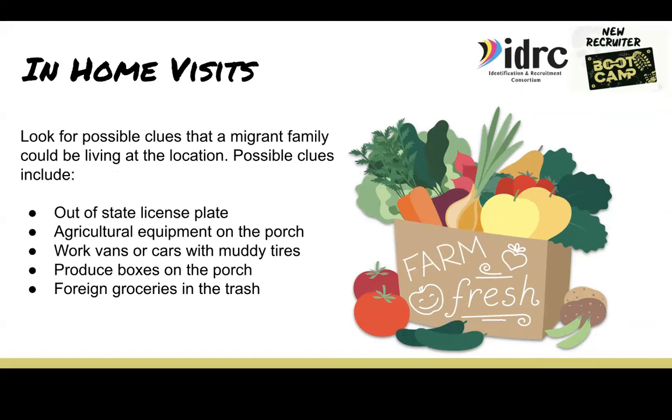Be on the lookout for agricultural equipment on the porch. So for example, when I used to work in Tennessee and we had tomatoes, you'd be able to go in the summertime and identify the workers that were working in the tomatoes because they had bright red tomato buckets sitting on their porch. So look for any type of agricultural equipment that might be related to local crops. Look for cars or work vans that have muddy tires, meaning they probably went out into the field. And you can also look for produce boxes on the porch.